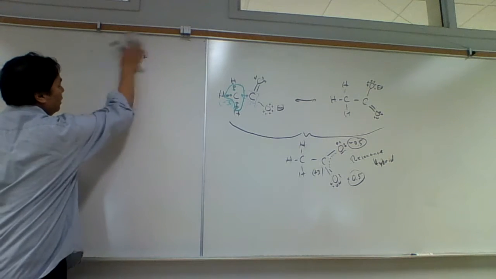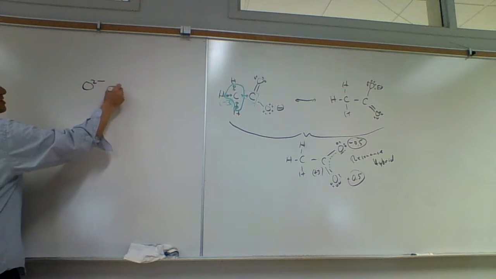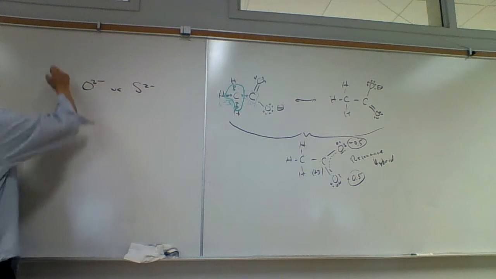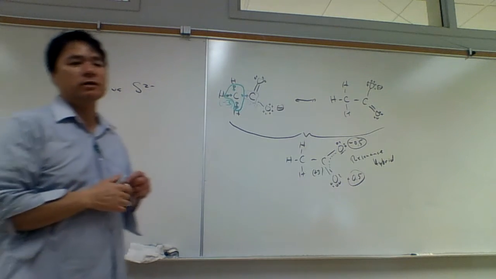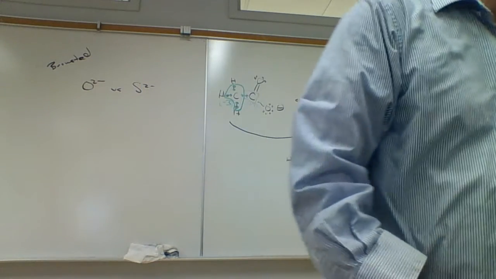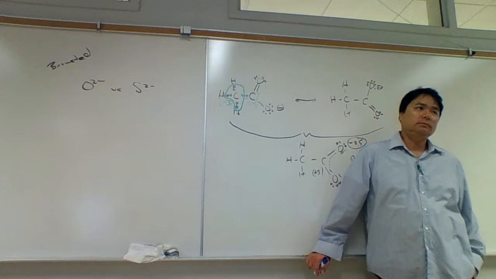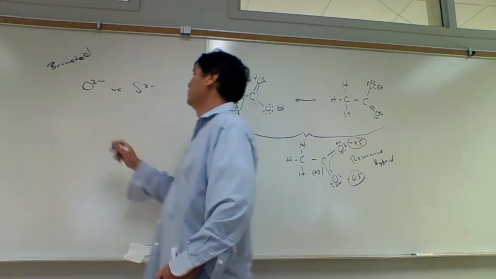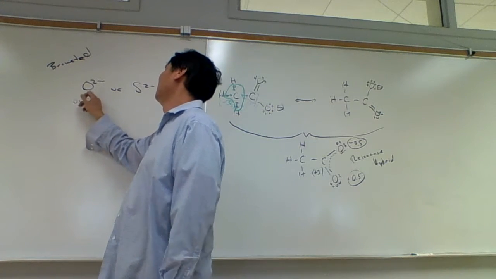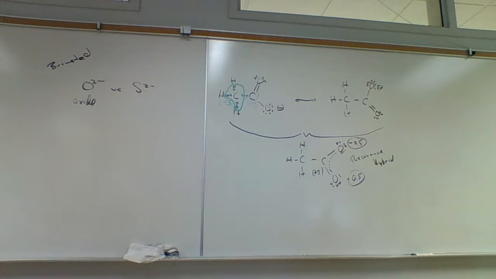And so let's just do a couple of quick examples here for base strength. Oxide versus sulfide. We're going to look in terms of Bronsted, because what's the problem with looking in terms of Lewis? I'll tell you in just a second, but in terms of Bronsted, which one's going to be a stronger base? Oxide. Why oxide? Okay, you're talking about electronegativity. Oxygen has a higher electronegativity. Is that the reason why oxide is going to be a better base?